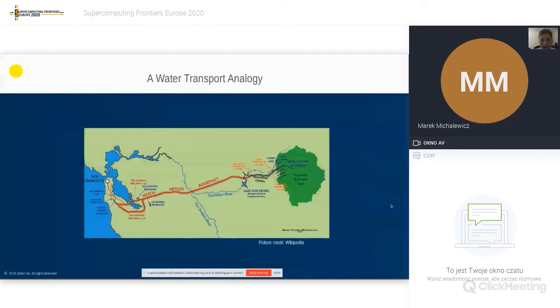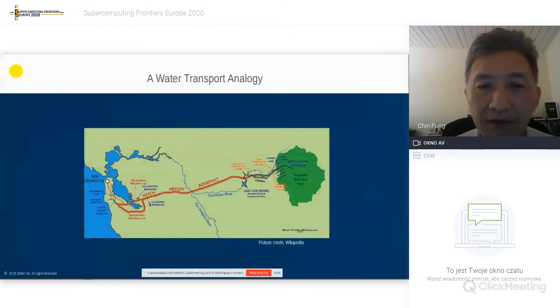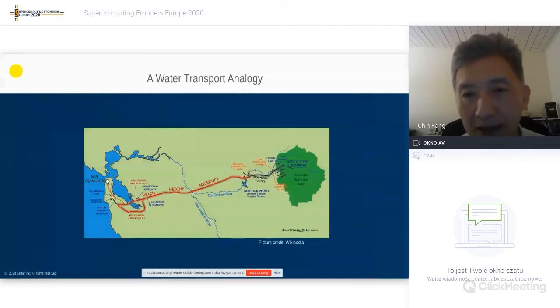Moving data at speed and scale is something that can be very well illustrated using a water transport analogy. If you have been in California, especially Northern California, you probably have heard about the Hetch Hetchy Aqueduct project, a major engineering project in the Bay Area in the late 19th century to early 20th century. It provided water, and still provides water, from the Hetch Hetchy Reservoir in the Yosemite area to the San Francisco Bay Area. That's an illustration of the aqueduct.